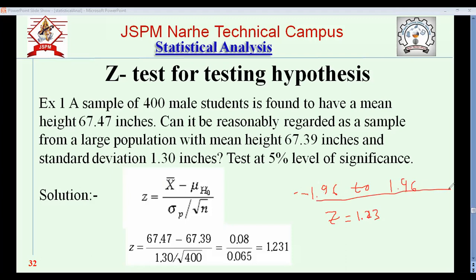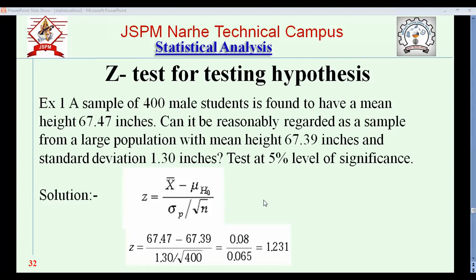So we can conclude that as Z is less than Z of population, hence we can say that the sample is within the population. That is the conclusion we can draw. This will solve this problem.